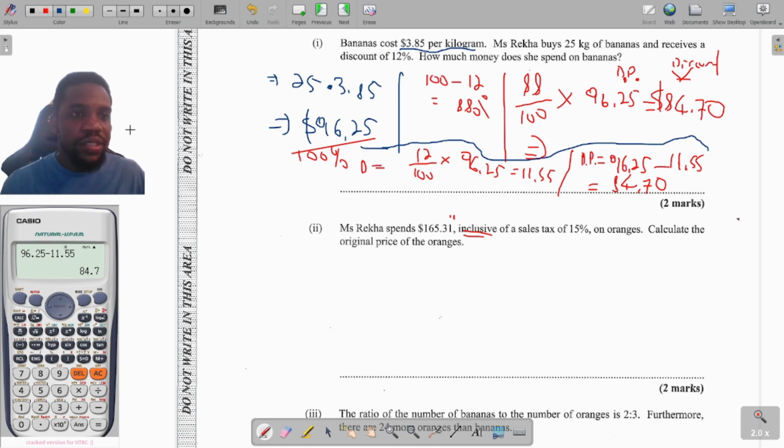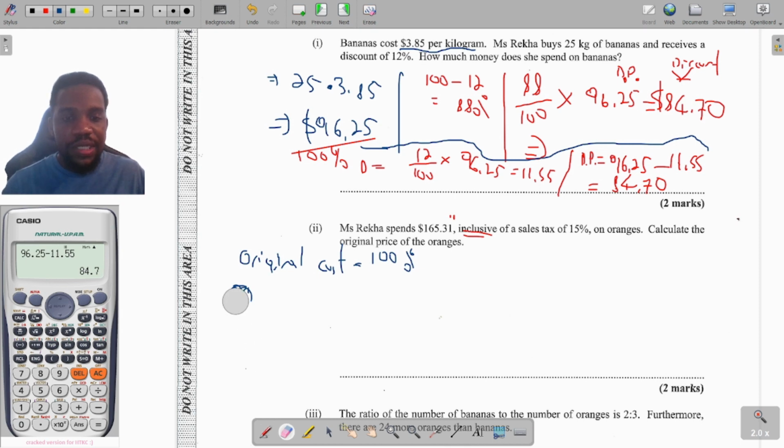Now, how do I work this out? Always remember that my original cost represents 100%. That is the original cost. Now, what did they do? They added to your original cost. Let me call it O for original. Let's clear this up here. Original cost plus tax to get this value here, which is $165.31. So what it means is that this cost here actually represents 100% plus your 15% tax, which is 115%.